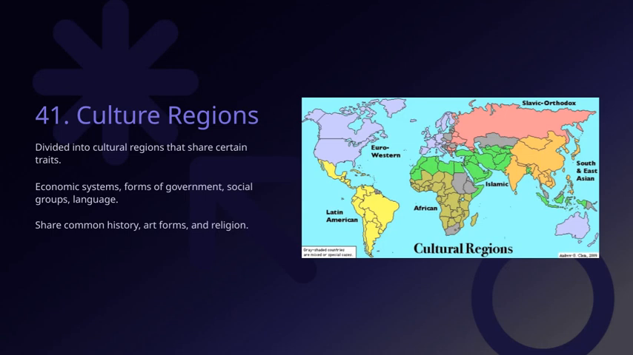On this slide, we see how different regions share common elements like history, art forms, and religion, which help define their unique identities. We also look at other aspects such as economic systems, types of government, social groups, and languages. These shared traits allow us to understand how cultures develop and influence each other over time. By grouping areas into cultural regions, we can see how certain characteristics are consistent within a specific area, helping us better understand the diversity and connections across the world. This concept is essential to our overall theme of exploring how human societies are shaped by their environments and histories.